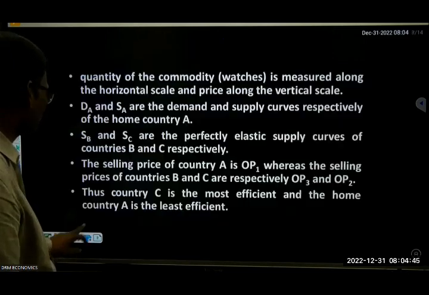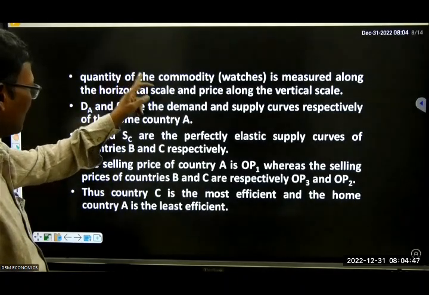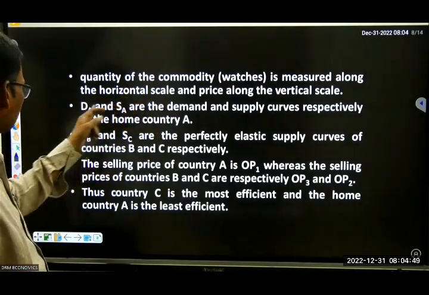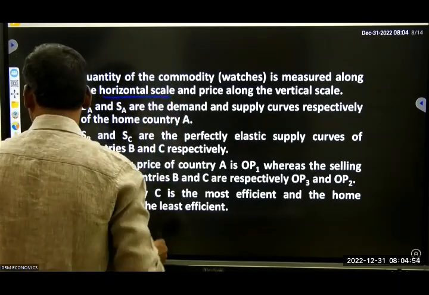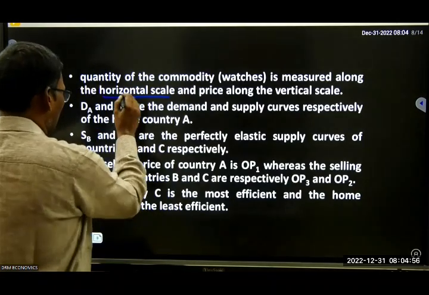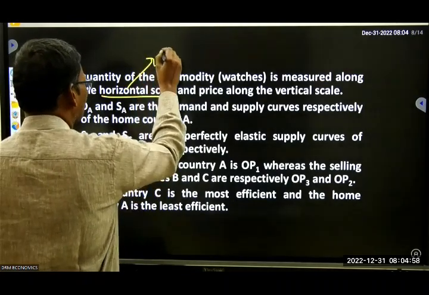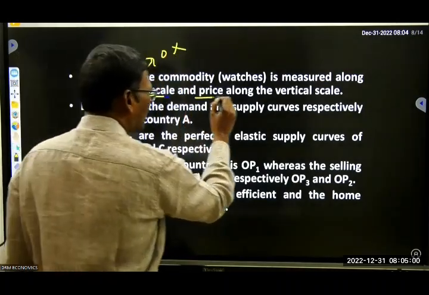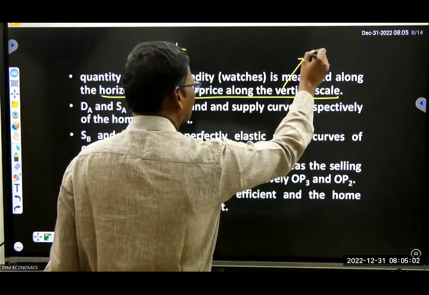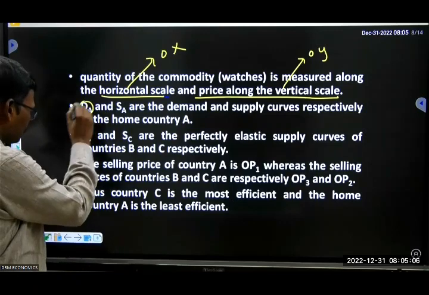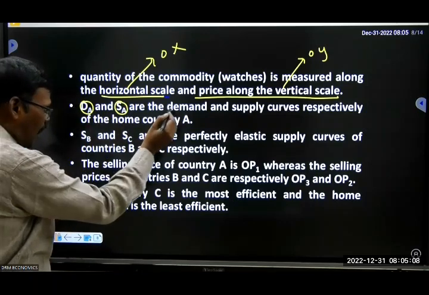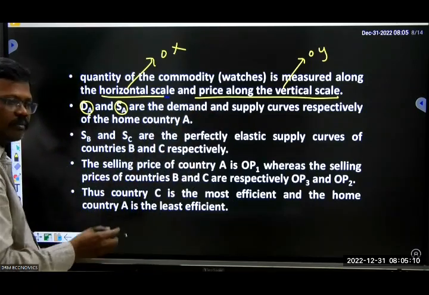Okay, that is what we explained here. Quantity of the commodity is measured along the horizontal scale, that is the OX axis, and price along the vertical scale, that is the OY axis. So DA and SA are the demand and supply curves.